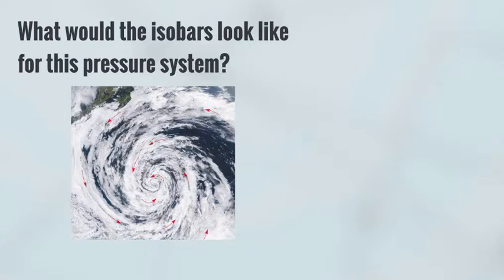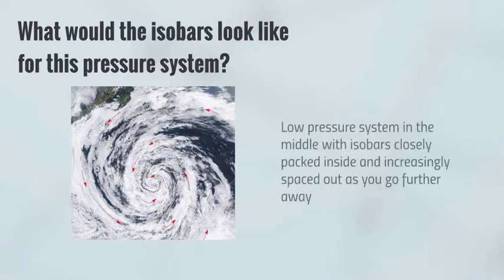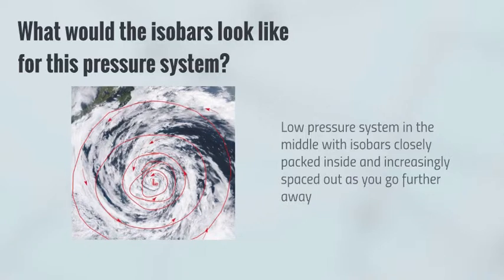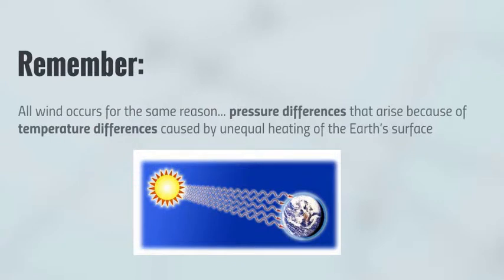What would the isobars look like for this pressure system? Okay, so we have a low pressure system in the center with isobars closely packed together, and then those are going to increasingly space out as you go further away. Remember that all wind is formed for the same reason, pressure differences that arise because of temperature differences.